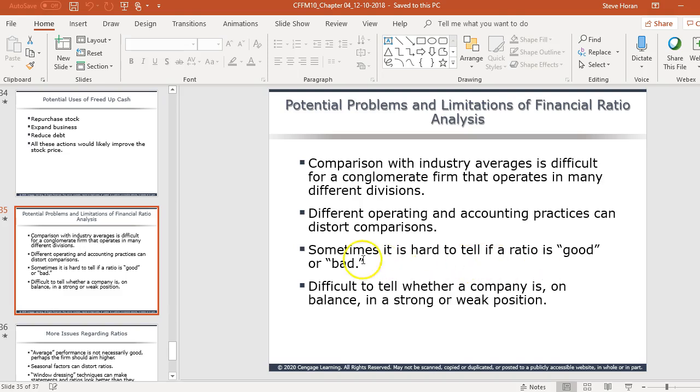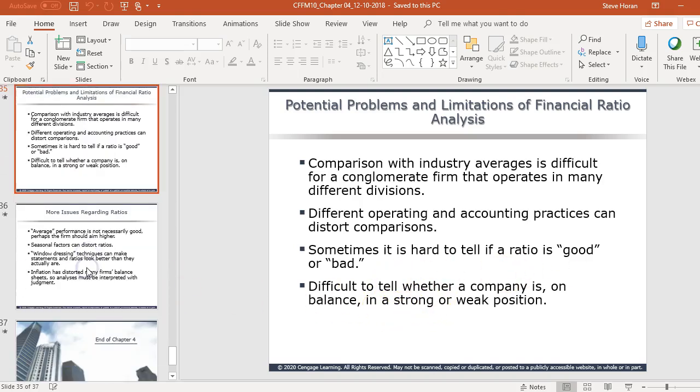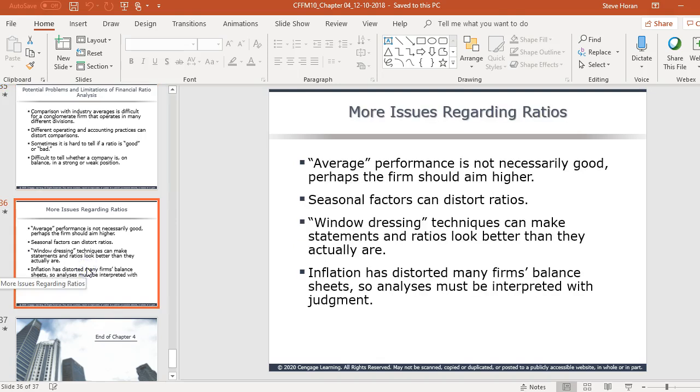The biggest challenge you may have as you do ratios is, is this number good or bad? I don't know, right? Sometimes that's the challenge. And then it's hard to determine sometimes if the company's in a weak or a strong position. Also, when you compare yourself to an average, do you really want to strive to be average, right? The average performance isn't necessarily good. Perhaps we should aim for a higher standard than that.